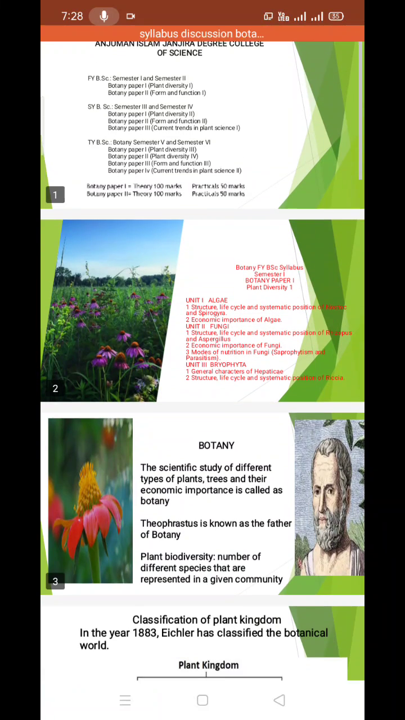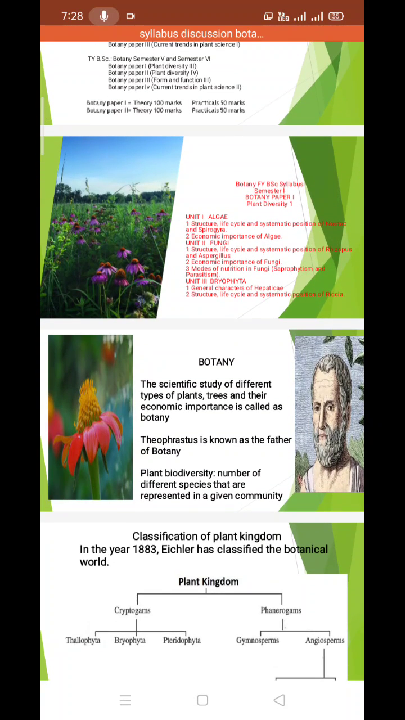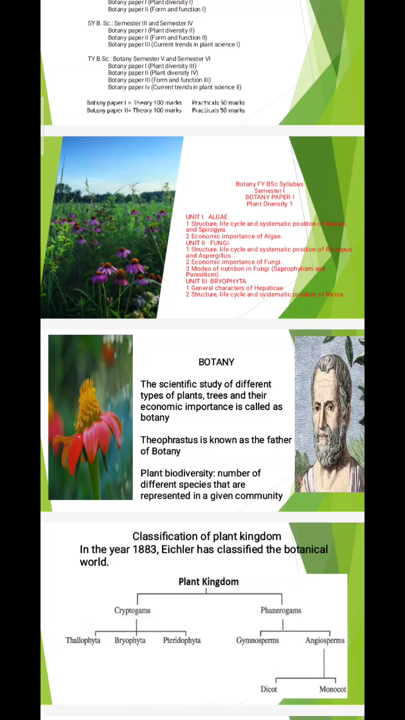So let us move towards the syllabus of this botany paper first. In this paper there are 3 units. First unit is on algae, second unit is on fungi, and third unit is on bryophyta. So these are the different groups in plant diversity, and you have to include these 3 units.